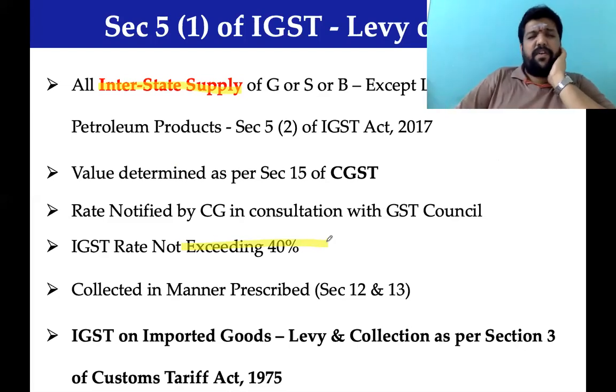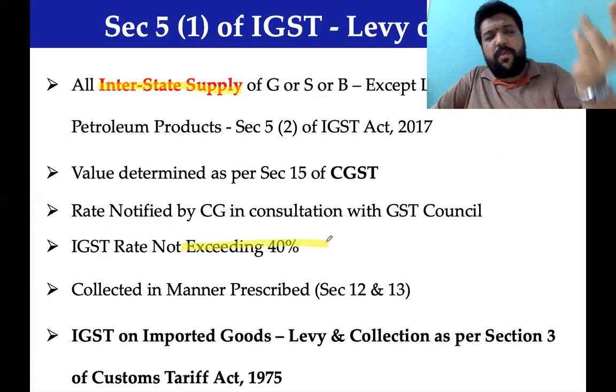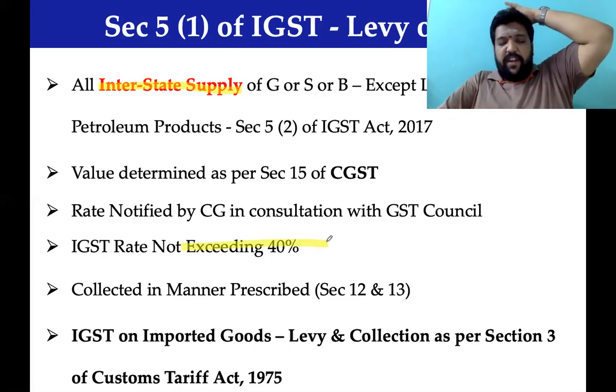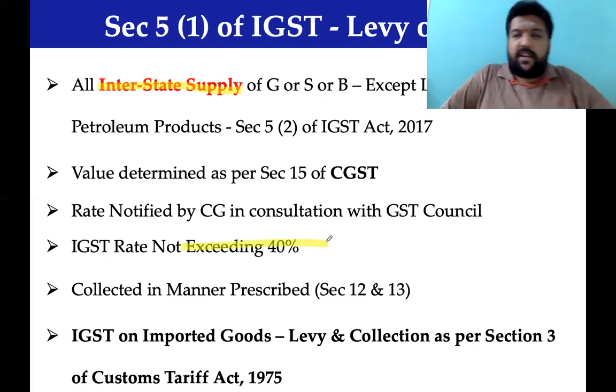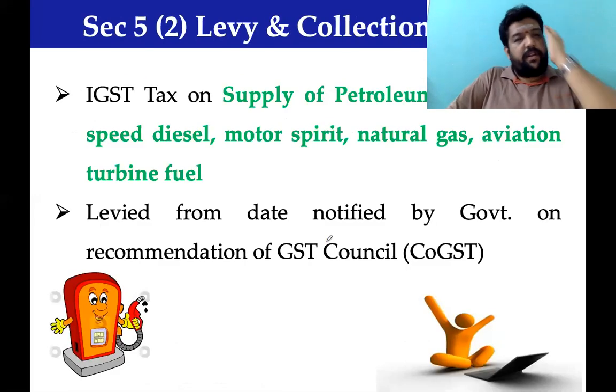All interstate supply of goods or services other than alcoholic liquor for human consumption and petroleum product are excluded. And the value will be determined as per section 15, rate, time of supply, everything. In case of imported goods, the tax will be collected as part of additional customs duty under the Customs. That is going to be an additional.